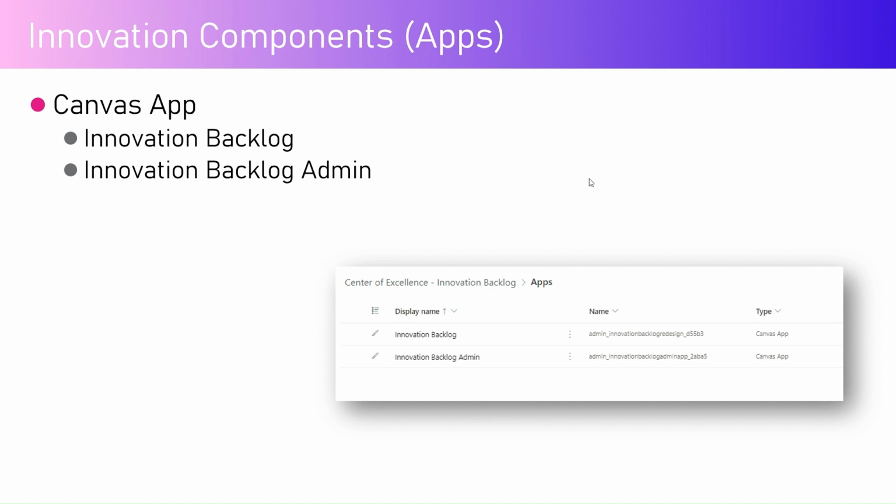Innovation component. Innovation Backlog and Innovation Backlog Admin are a couple of Canvas apps which come as part of the innovation component solution. This particular application will help you build an innovation culture within your organization. If someone has an idea to build an app, or some sort of idea which they can pursue further to build a simple app or an enterprise-grade app, all of those things will be housed within this particular application.